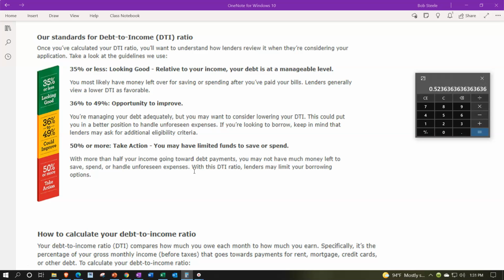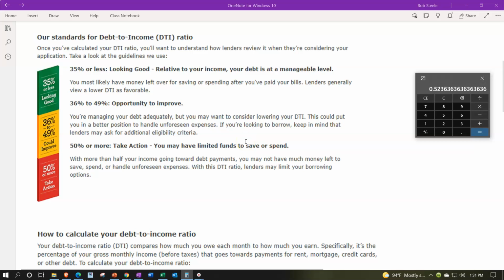So if you're at 35 or less, you're looking good. Relative to your income, your debt is at a manageable level. So they're saying 35 or less, then you're okay. So you most likely have money left over to save for spending after you've paid your bills. You can measure whether that's the case. Is money tight for you? If you're around the 35%, then they're saying here that you most likely have enough money to be okay. So you can think about that yourself. Is that the case? Lenders generally view a lower DTI as favorable. So obviously lower is better here.